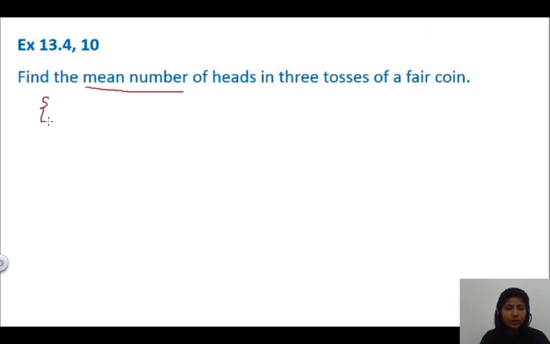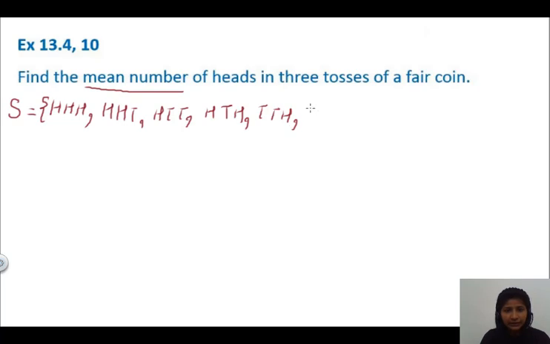So let us first write all the outcomes when we toss a coin 3 times. They are head, head, head. I'll just name it by S, which is our sample space. Head, head, tail, head, tail, head, tail, tail, head, tail, tail, head, tail, head, head, tail, head, tail, and tail, tail, tail. There are 8 outcomes. We have to find the mean of the number of heads. That means the random variable x here is the number of heads.